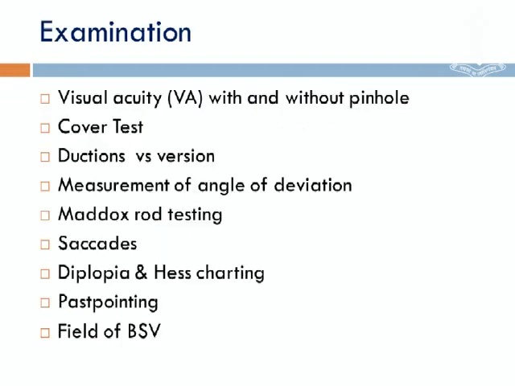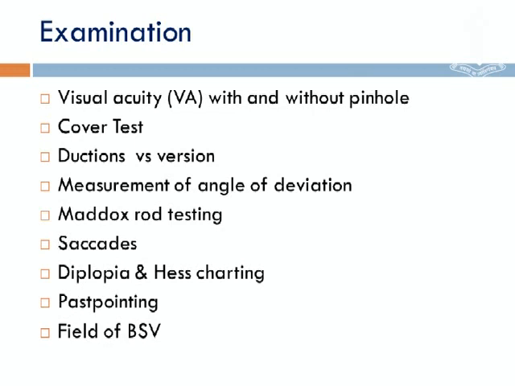Next comes your basic examination: your visual acuity, with or without pinhole. You have to rule out the monocular cause. The next is a cover test. Do you have any phorias or tropias? You have to rule it out. The next is your ductions and versions. What do you mean by duction? Duction is a uniocular eye movement, whereas version is a binocular symmetrical movement of the eye.